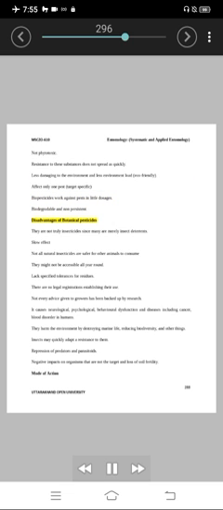Disadvantages of botanical pesticides. They are not truly insecticides since many are merely insect deterrents. Slow effect. Not all natural insecticides are safer for other animals to consume. They might not be accessible all year round. Lack specified tolerances for residues. There are no legal registrations establishing their use. Not every piece of advice given to growers has been backed up by research.